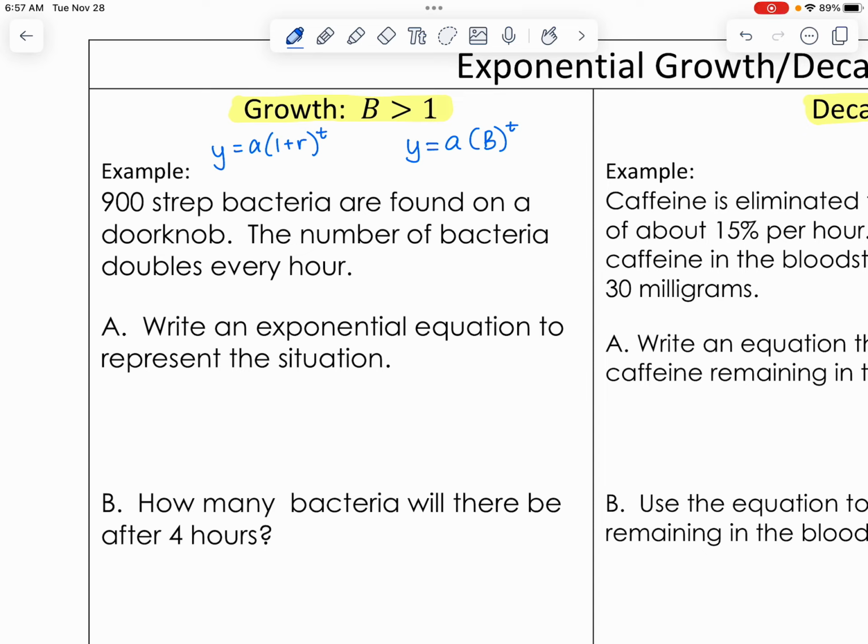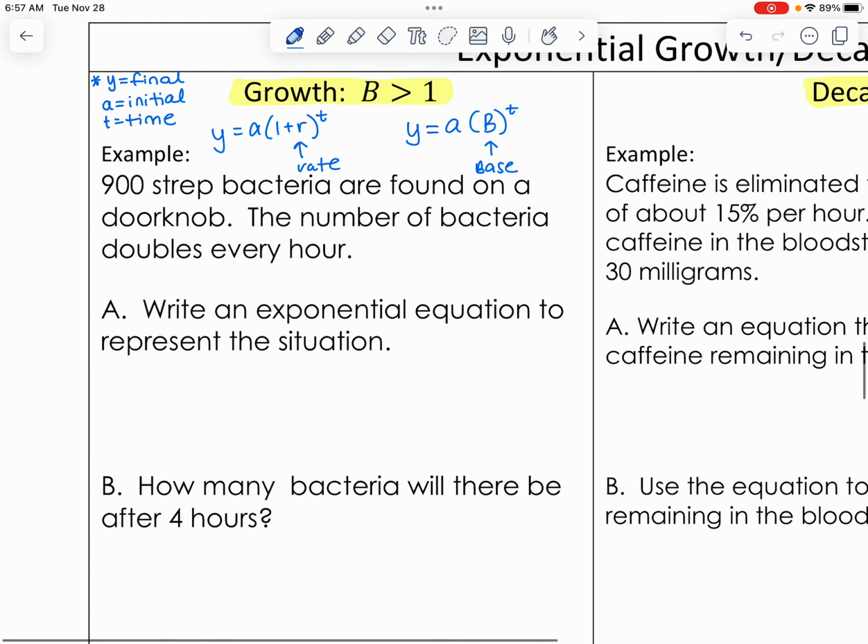Now, in both of these equations, y is the final amount, a is the initial amount, t is time. And then r, that would be your rate, and b, that's just the base. So when we read a problem, we want to determine whether it's just giving us the base or it gives us a rate of increase, which would be a percent or a decimal.